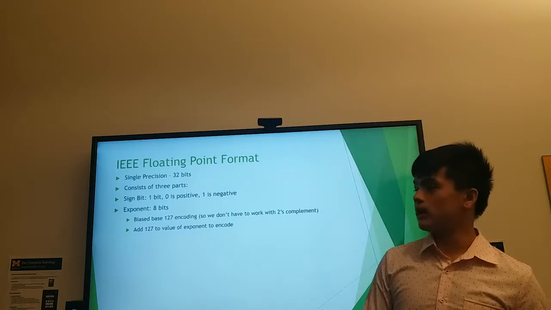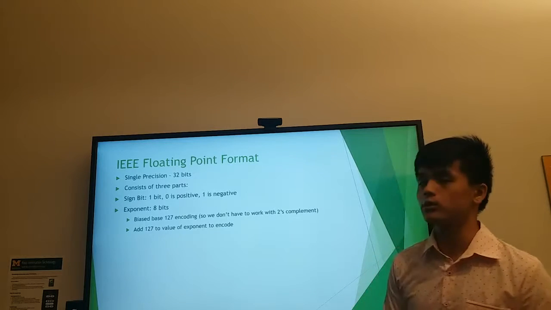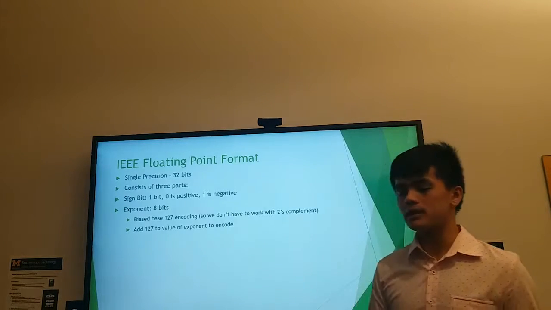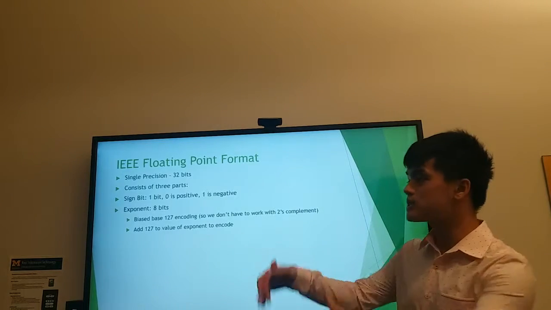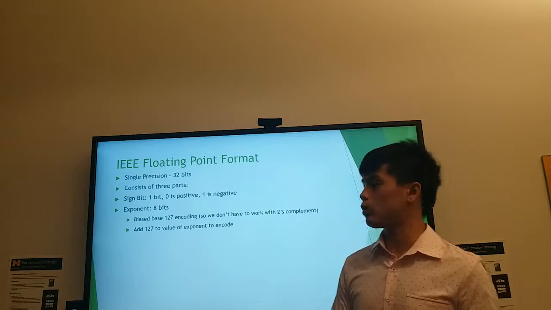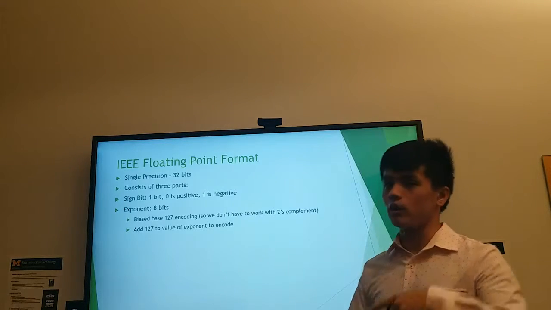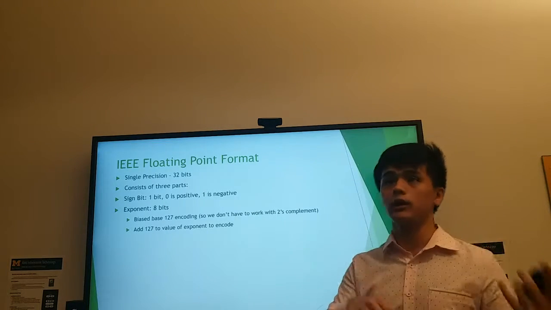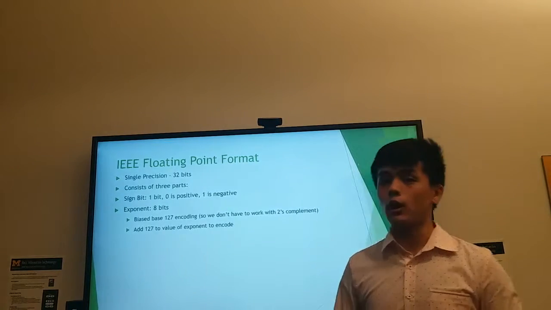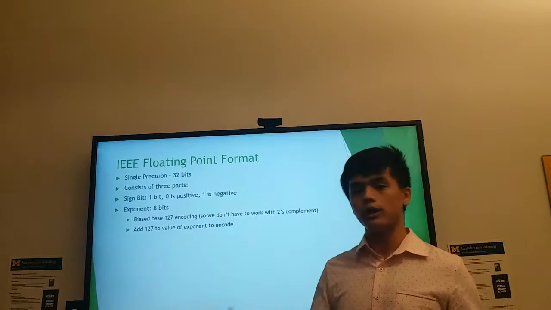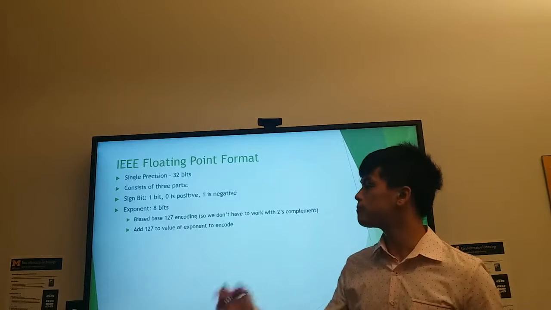Then we have 8 bits following it, called the exponent. For the exponent, we use something called the bias-127 encoding. Basically, it's like adding 127 to the number we're trying to encode and putting that into the 8 exponent bits. By doing so, we don't have to work with 2's complement, because we need to be able to deal with exponents from negative 128 to 127, and with bias-127 encoding we don't have to deal with negative numbers. All we have to do is treat it as an unsigned number and then subtract 127, and we get the exponent we want.